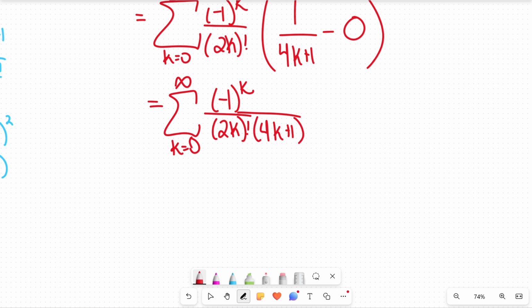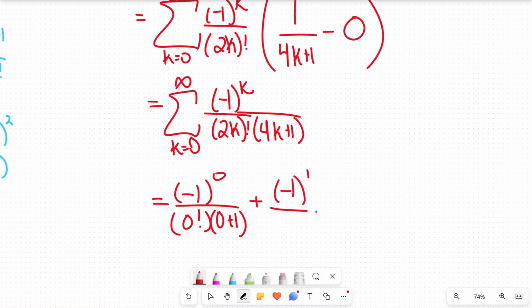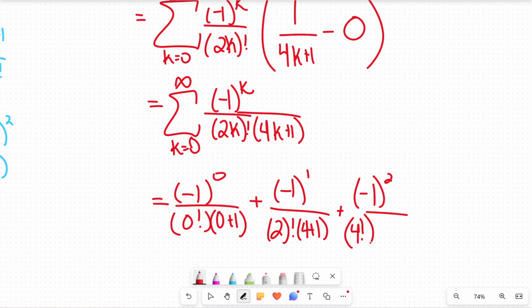So what I'm going to do is I'm just going to start making my terms. So if I plug in 0 in for k, I get (-1)^0 over 0! times (0 plus 1), and I can repeat this process all the way down. So (-1)^1, 2!, then 4 plus 1. I'm going to continue this process until I reach enough terms. So 2 times 2 is going to give me 4!, and then I have 8 plus 1. So this is going to continue down and down the line.